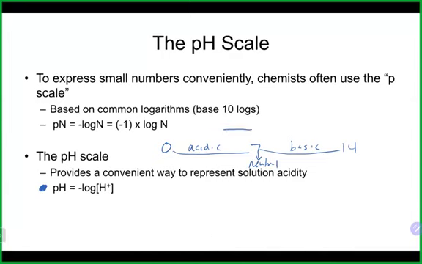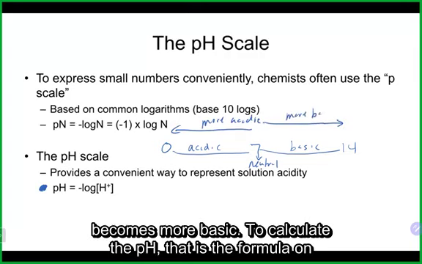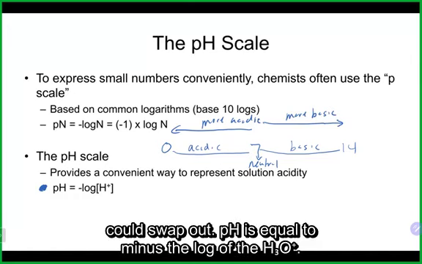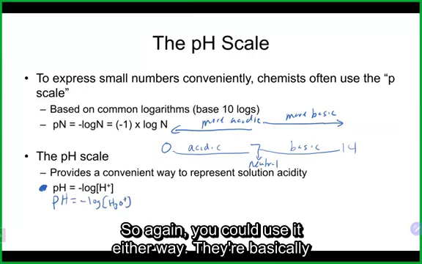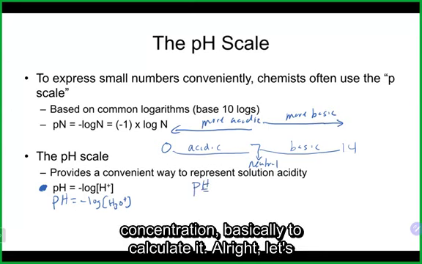As you go from 7 to 0, that's more acidic. As you go from 7 to 14, it becomes more basic. To calculate the pH, that is the formula on the bottom there. This is another formula that you could swap out: pH is equal to minus the log of the H3O plus. So you can use it either way, they're basically both the same. You need the H plus concentration to calculate it.